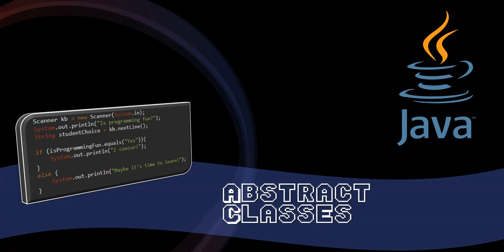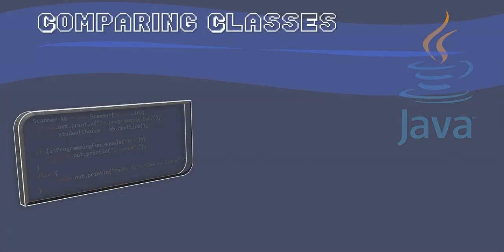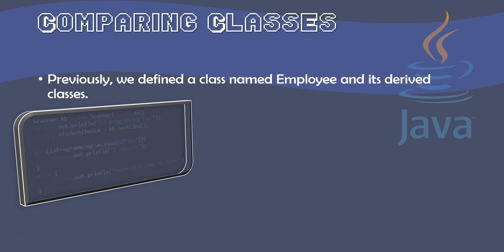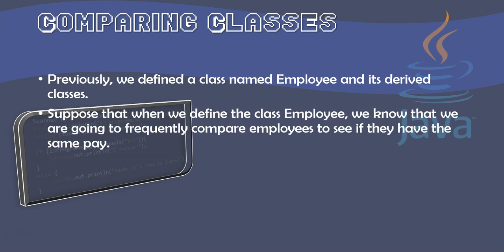And welcome back. As we get ready to look at our next concept, which is that of abstract classes. Now, abstract classes come up when we start wanting to compare across classes. So let's say previously, when we looked at this already, we said, hey, we have an employee and we have its derived classes such as hourly employee, salary employee, etc.